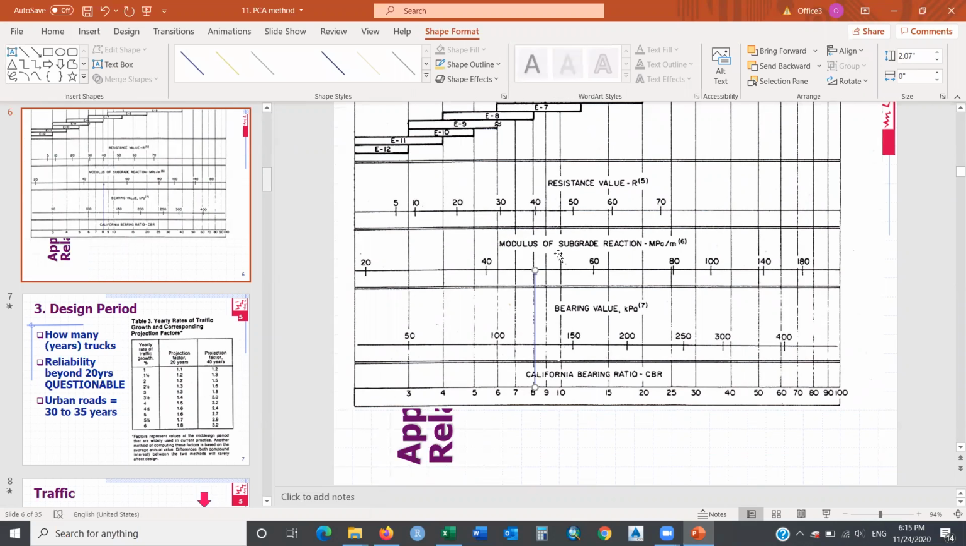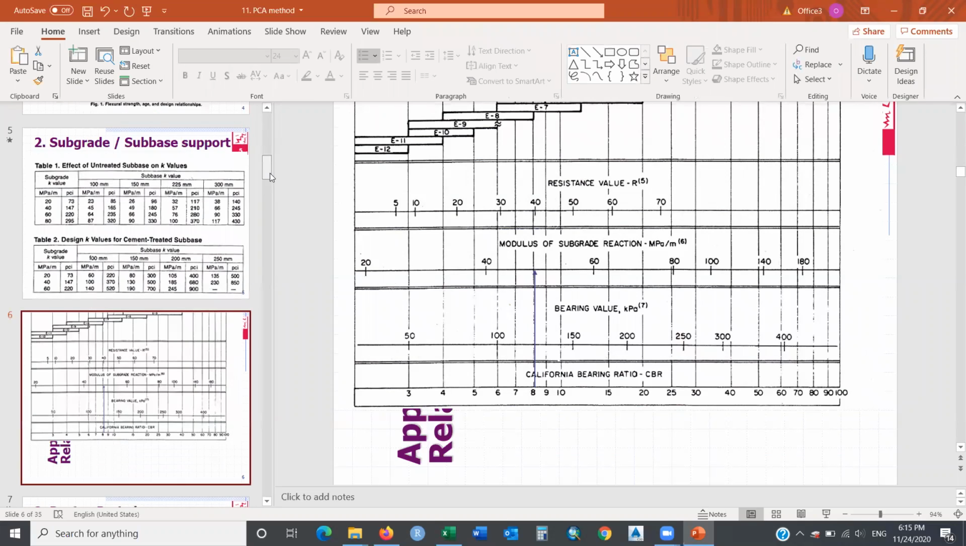And I am reading modulus of subgrade reaction somewhere between 40 and 60. It's almost an even split. Because if you see, the scale shrinks as I move to the right. I have a big space between 20 and 40, and I have a very short space in the last one. So as I move 40 to 60, the space shrinks, 60 to 80 shrinks, 80 to 100 shrinks. This is 100 to 140, so it's a big increase. So maybe 50, we might say.